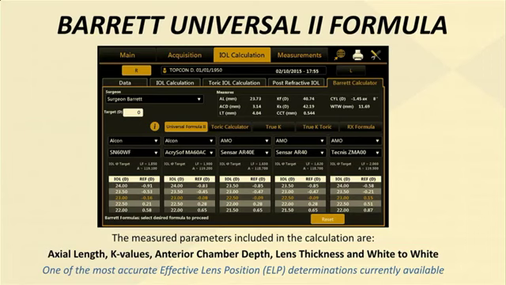Again, we said all these values are entered, of course, with the Barrett. You know, we need to have beyond just the AL and Ks, AC depth, lens thickness, horizontal white to white, all need to be entered. And that's the big holy grail, which is the ELP. And the Universal 2, of course, in our opinion, certainly has been the tops.